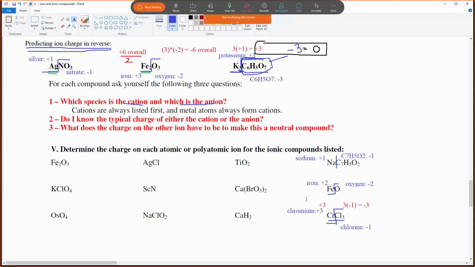Okay. Nicole wants to do CaH2, and that is a fair question. I was going to leave it for a minute because this one is tricky. But if we follow the rules, I think we'll be fine. So, which is the cation and which is the anion? Okay, the cation is always listed first, and metal atoms always form cations. So that tells you that the Ca is the cation and the H is the anion. Now, that should be a little uncomfortable to you. Why should that make you uncomfortable?